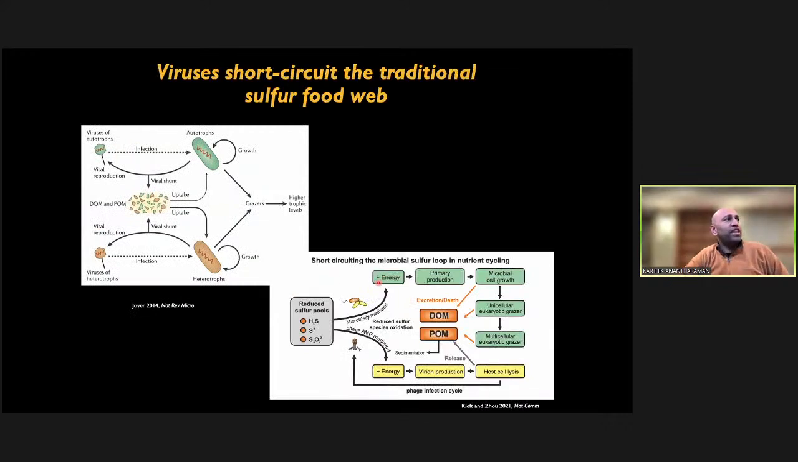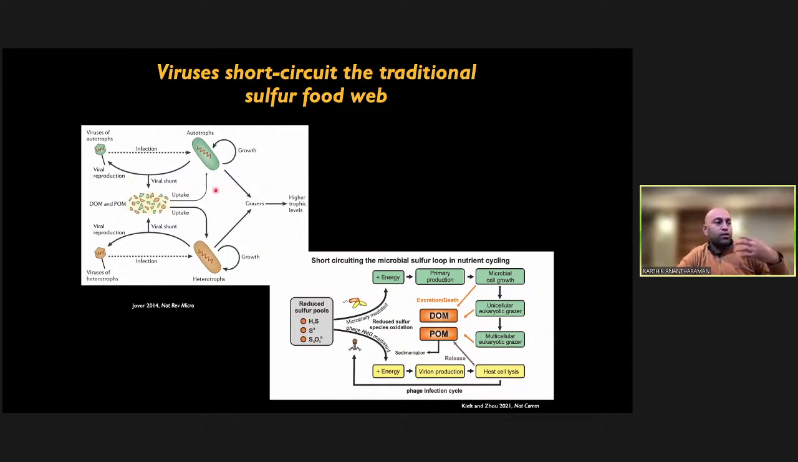So on the basis of this, we have what we've proposed as short circuiting of the traditional sulfur food web. So if you're wondering what this means, this is the idea that there is a very traditional food web. You have viruses that infect autotrophs. There is something known as a viral shunt, where the lysed organic matter, so the organic matter that comes from microorganisms, can be taken up by autotrophs or by heterotrophs. And then you have this cycle that goes on to higher trophic levels.